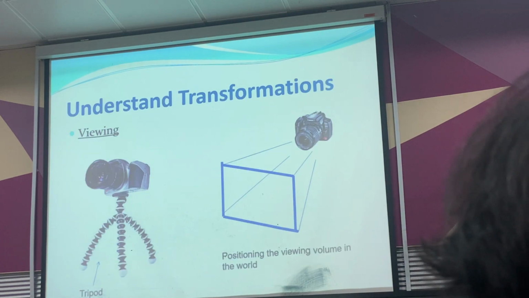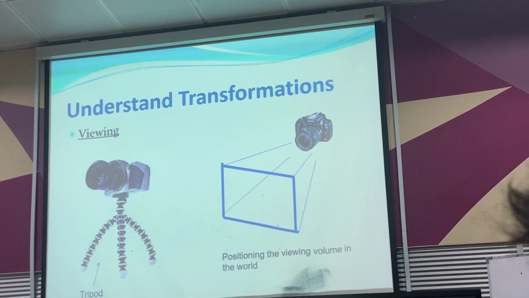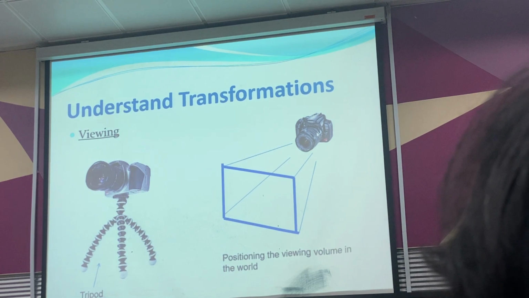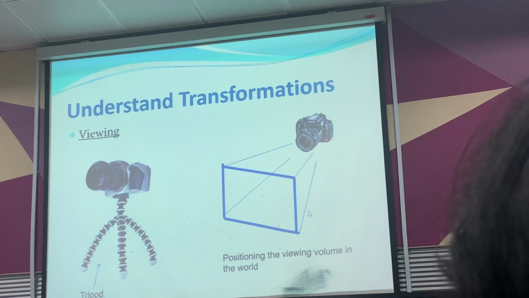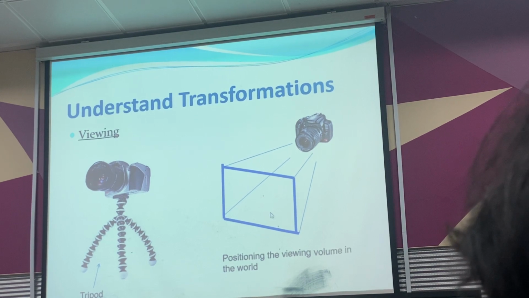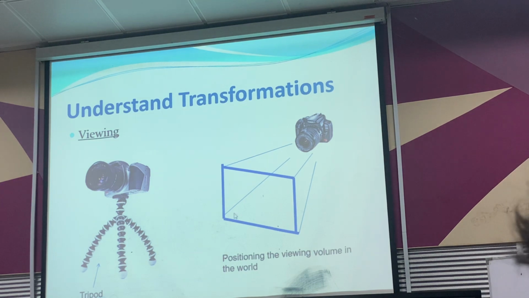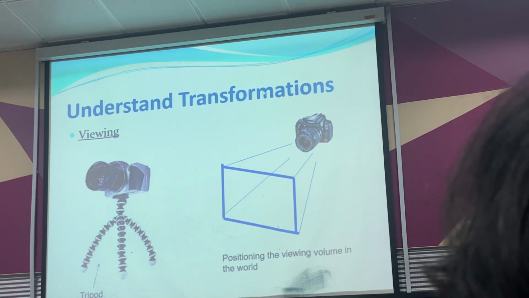So we start with viewing. Viewing positions your camera. Now you are in the 3D world. Which part do you want to see? You put your camera there, then this one comes up. This is what you can see here with this camera. This is your viewing volume. Position the viewing volume in the world. You can only see this part on the screen. The rest of the things outside you won't see. This is called the viewing volume.